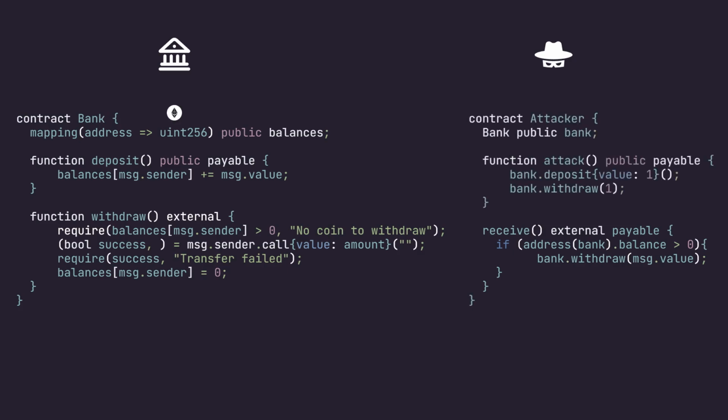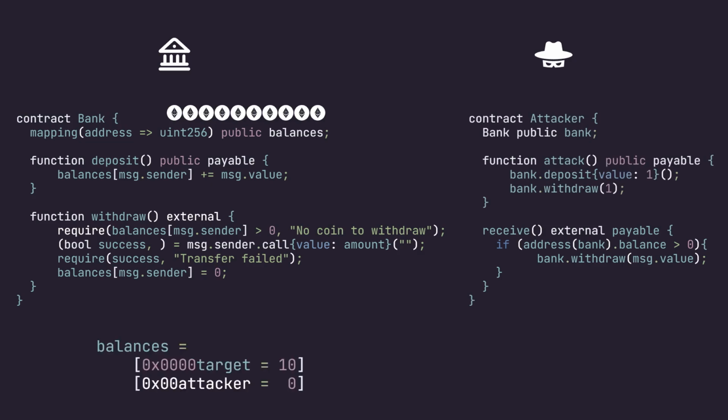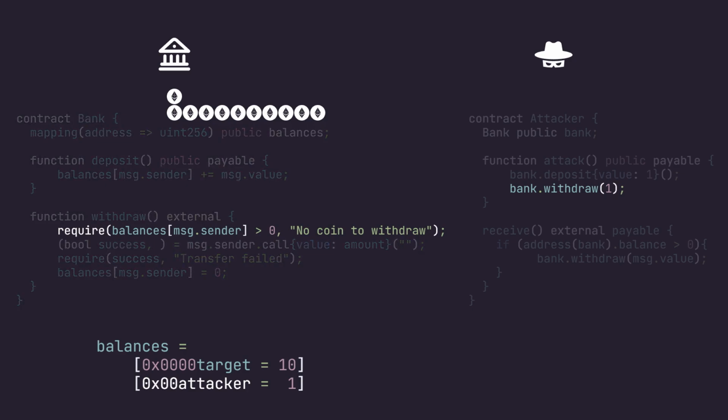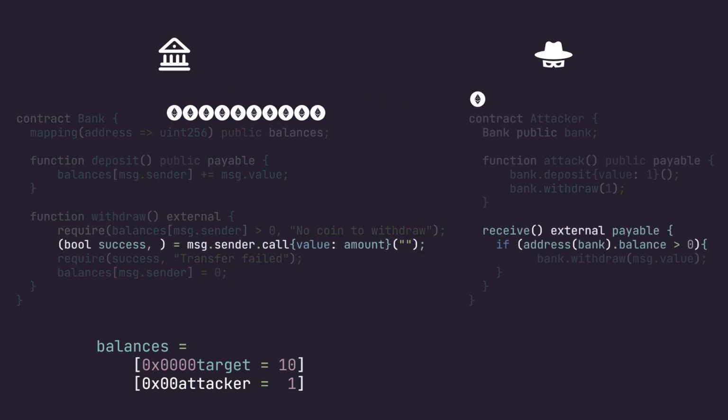Let's see a detailed example. Imagine that we have 10 coins in the bank. The attacker triggers the attack. 1 coin is deposited in the bank. Then the withdraw function is triggered in the bank, which will withdraw the amount asked from the bank and call the function receive of the attacker contract. From there, the function withdraw is called again. The condition is still valid, so another coin is sent to the attacker.